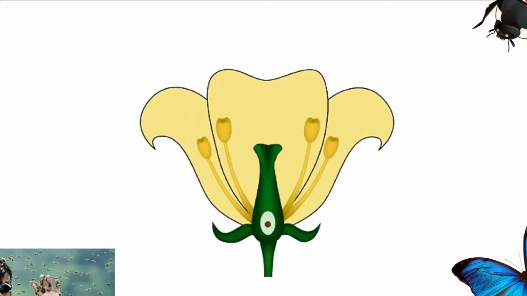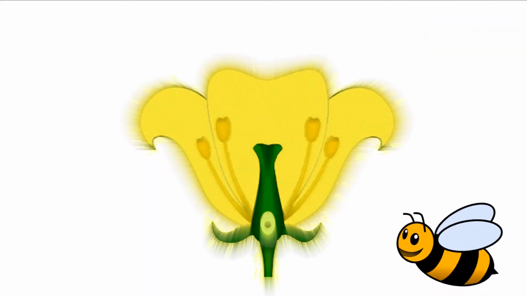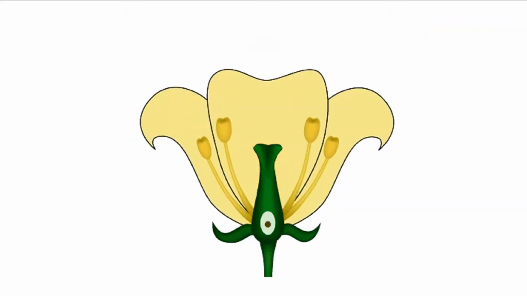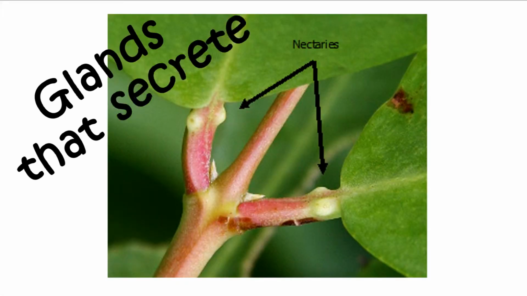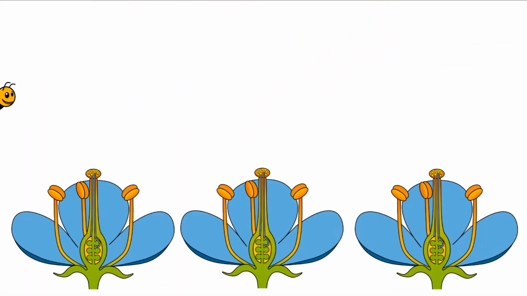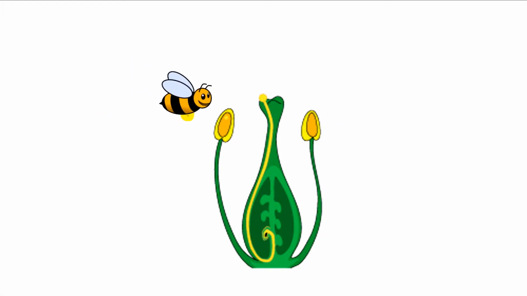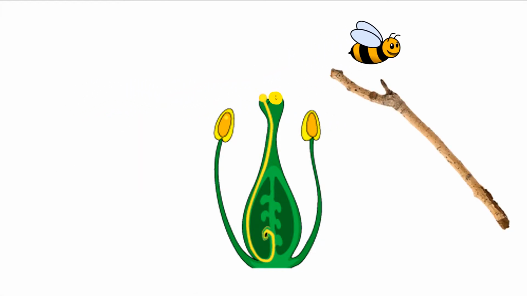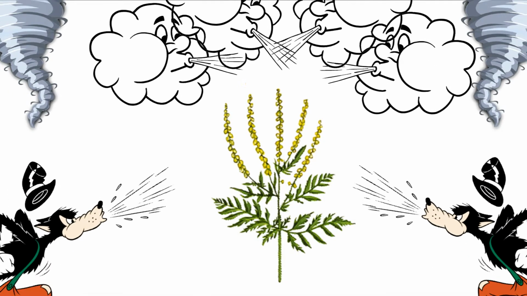Some plants are adapted for insect pollination. They have brightly colored petals to attract insects. They also have scented flowers and nectaries. Nectaries are glands that secrete nectar. They make big sticky pollen grains. The grains stick to the insects as they go from plant to plant. The stigma is also sticky so that any pollen picked up by insects on the other plants will stick to the stigma.